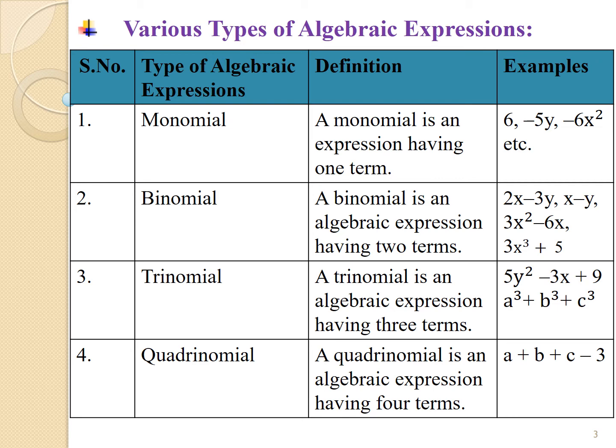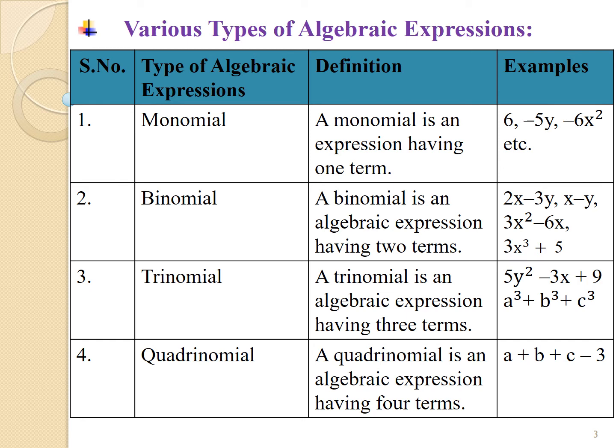Number 2, Binomial. A binomial is an algebraic expression having two terms. For example, 2x minus 3y, x minus y, 3x squared minus 6x, 3x cubed plus 5. Students, 2x minus 3y, x minus y, 3x squared minus 6x, 3x cubed plus 5 are the algebraic expressions having two terms.